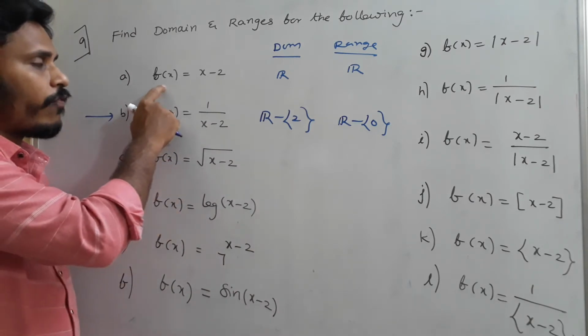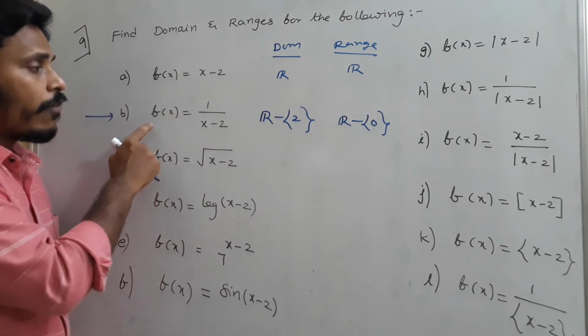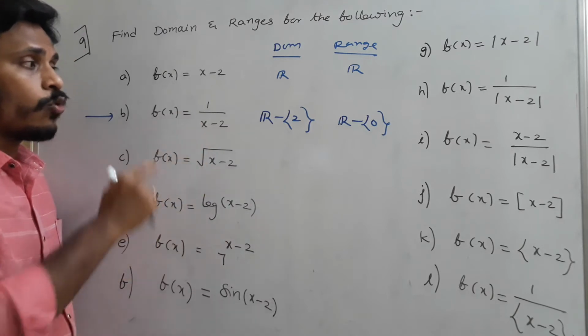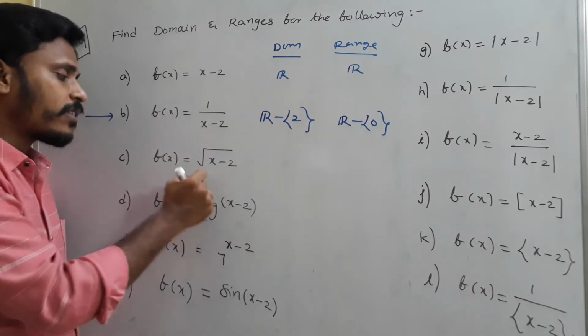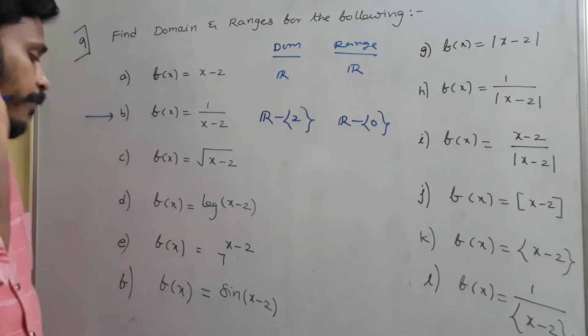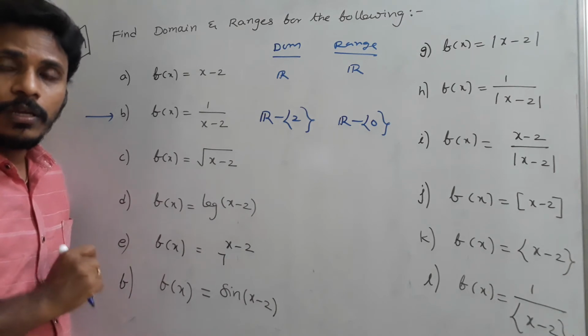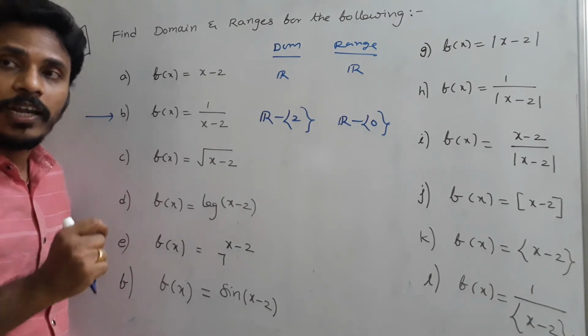Okay, see that first one, domain is all the real numbers, range is all the real numbers. For the second one, domain is all real numbers minus 2, whereas range is all real numbers minus 0. Right, whereas coming for the next one, where it is given that f of x is equals to root of x minus 2. Yeah, as we know that for the negative numbers square root is not defined.